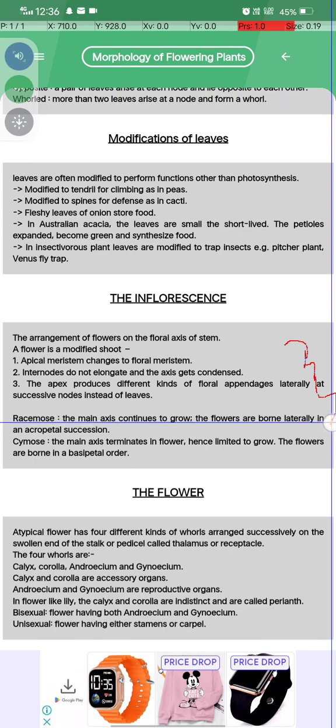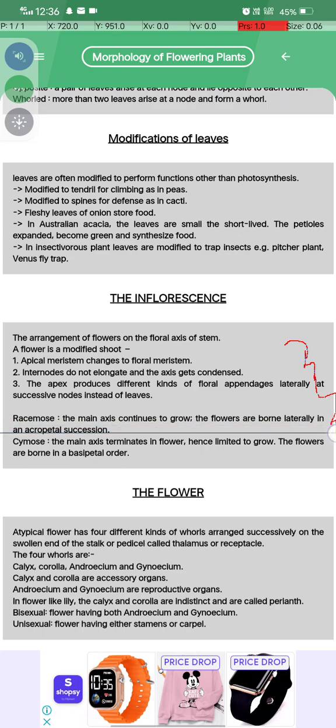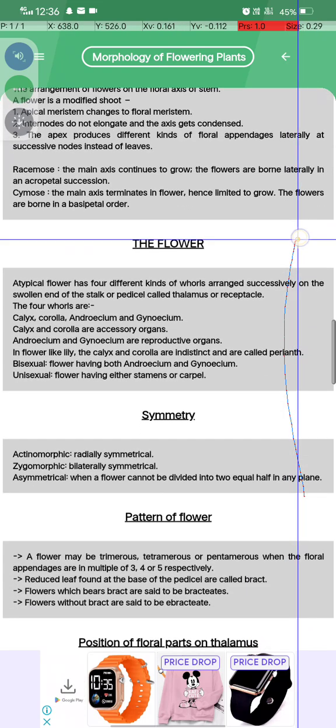In racemose, the main axis continues to grow, and the flowers are borne laterally in an acropetal succession. In cymose, the main axis terminates in a flower and hence is limited in growth, and the flowers are borne in a basipetal order.